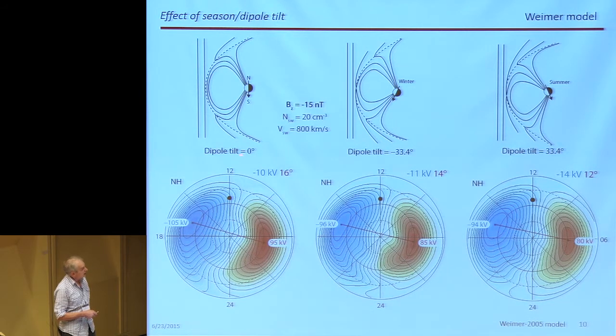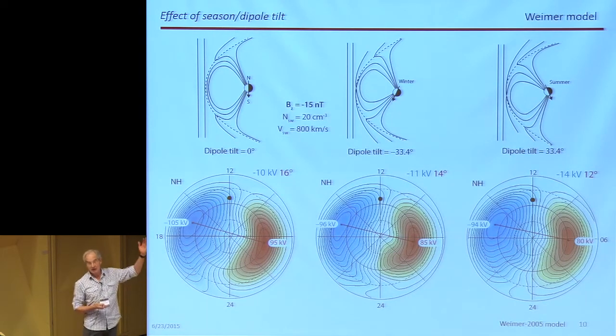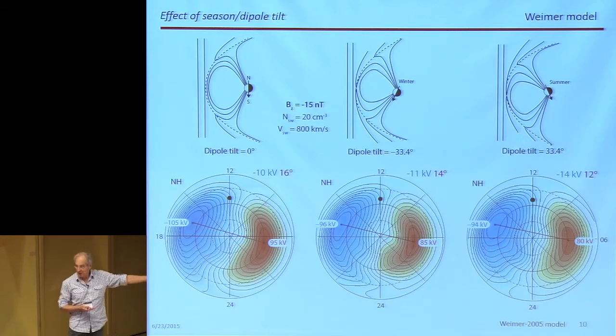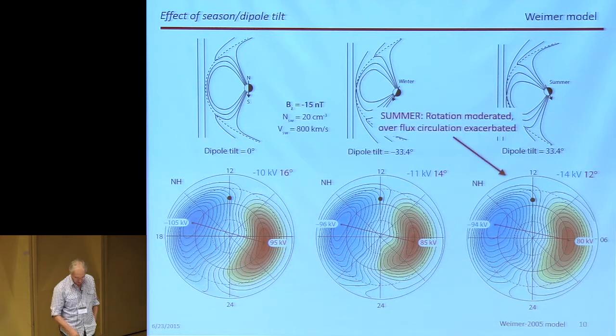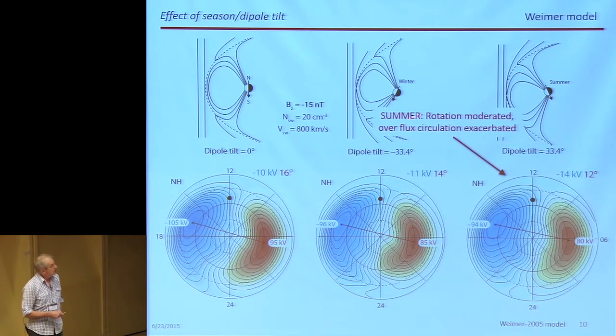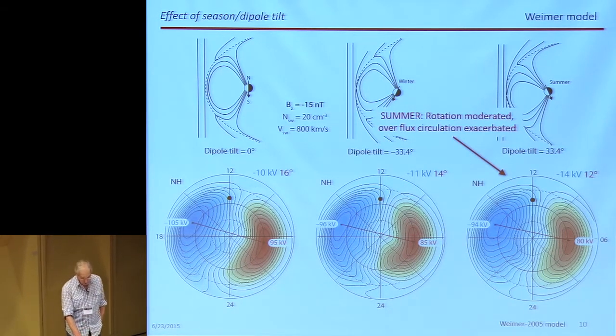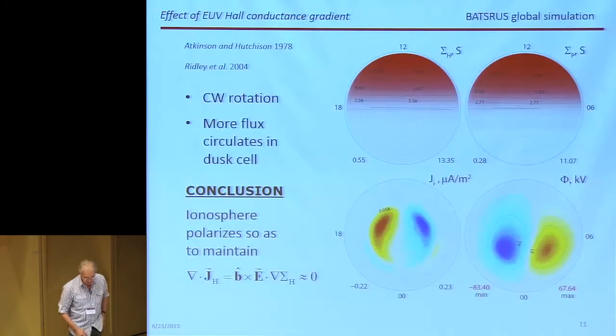And I'd just like to point out dipole tilt, at least as far as the magnetic field is concerned, is like IMF-BX. However, season adds a whole other layer to it, which is the fact that the conductance is different in the two hemispheres. So if you were near equinox and you had IMF-BX, you'd have more or less the same conductance in the two ionospheres, but it would do something similar to these patterns that you see here. And in the summer, you see the rotation is moderated and the overflux circulation is exacerbated.